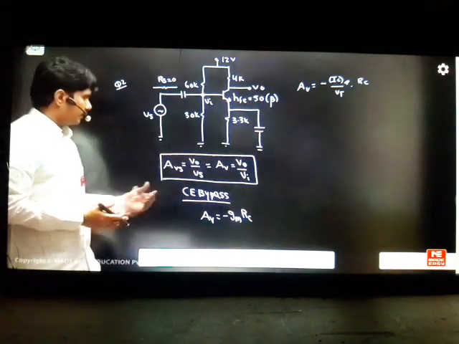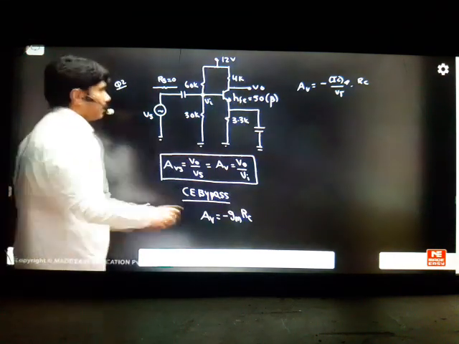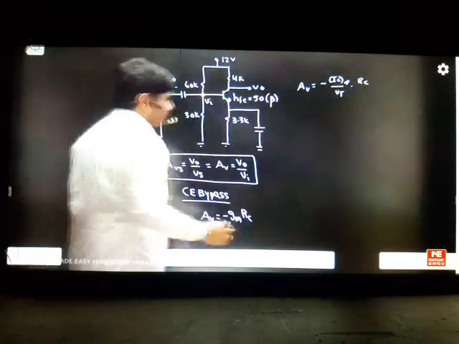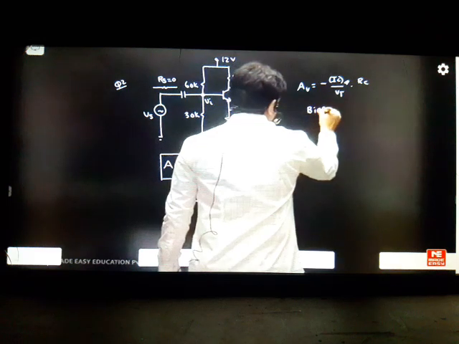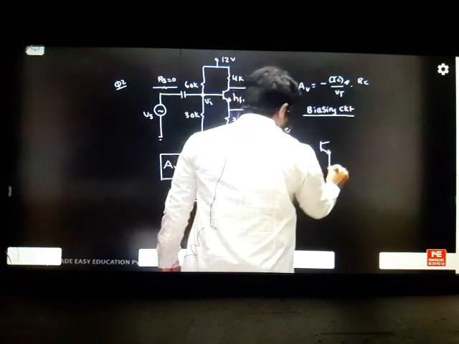Circuit gain and your transistor gain is same. It's a common emitter bypass. The gain formula and Gm formula I know, ICQ by Vt. Problem is completed. But here the job is, ICQ will come from the biasing circuit actually. So first you have to solve the biasing circuit. There is an extra job for you. Biasing circuit means you have to go for DC analysis. You have to draw for DC analysis.